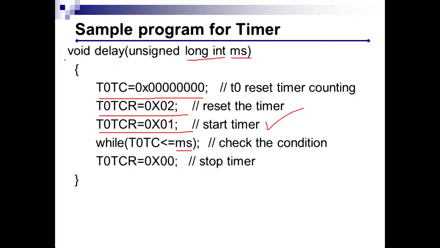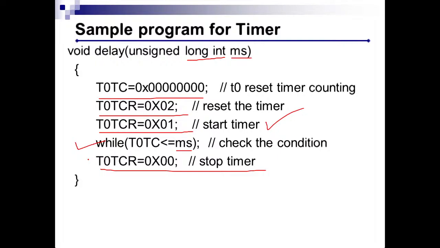Let's say for example we call this subroutine like this in the main program, delay into bracket, let's say 50,000, then the value of this ms will be 50,000. Your timer will be incremented up to 50,000, and whenever it reaches that level, we will come out from this loop, and then we will stop the timer. So this much delay will be provided by this while instruction.